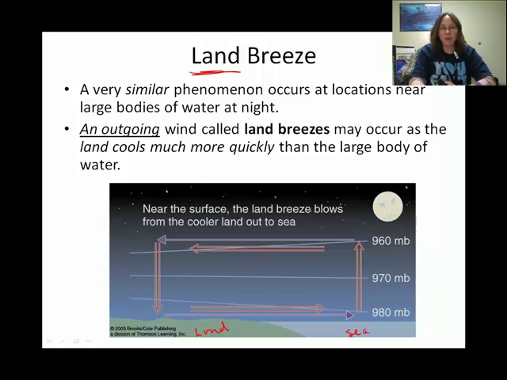And so we end up with cool air, and cool air tends to have a high pressure. And down here, the ocean or the sea or Lake Michigan tends to retain its heat at night. And so this is warm, okay? And then at the surface we end up with a relatively low pressure. And again, wind is the movement of air from a high to a low, always. So this outgoing breeze or land breeze occurs at night.